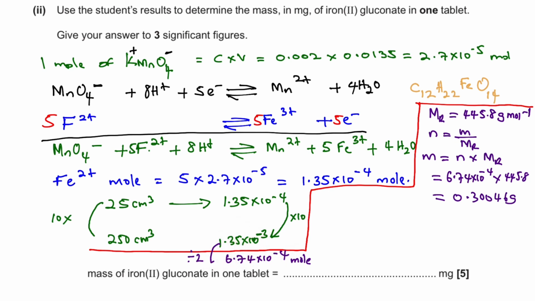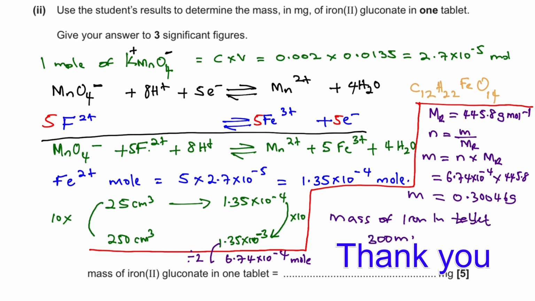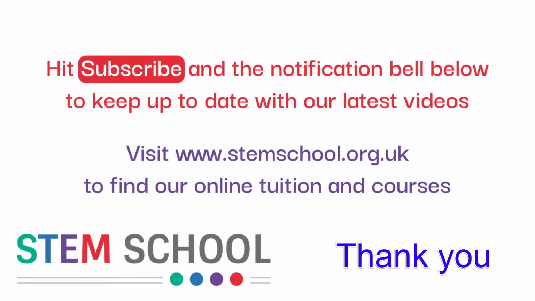That's why. So here, that's the mass M equal to that. What we can then do is write it in milligrams. So the mass M of iron in the tablet is going to be 300 milligrams. So that'll be 300 milligrams.